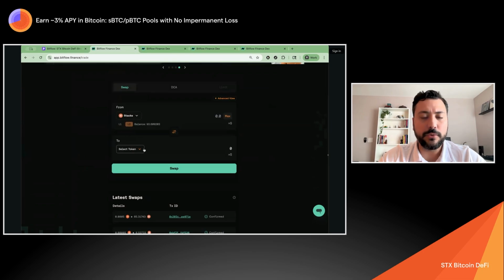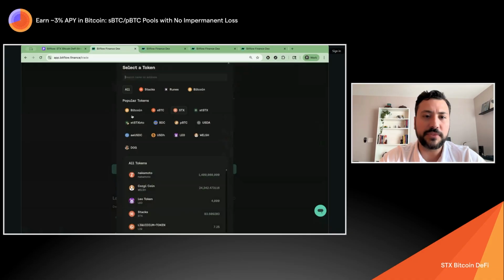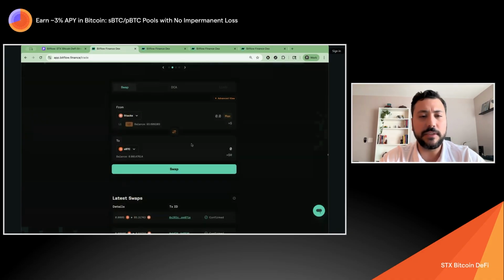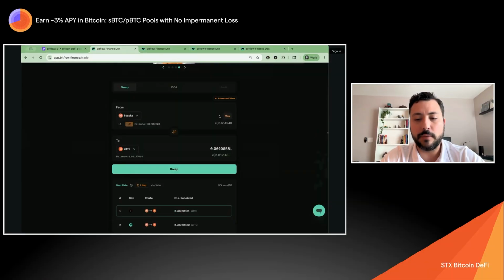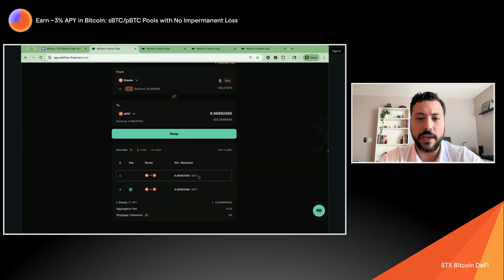So I'm just going to quickly do a swap here just to see how fast it is. Let's say I'm going to swap Stacks for sBTC, which is going to be one of the first pools we're going to be covering here today. You can swap any amount. The system will automatically find the best rate, as you can see here on the bottom. And the best rate now is going through Velar, for example. It's swapping Stacks for sBTC.